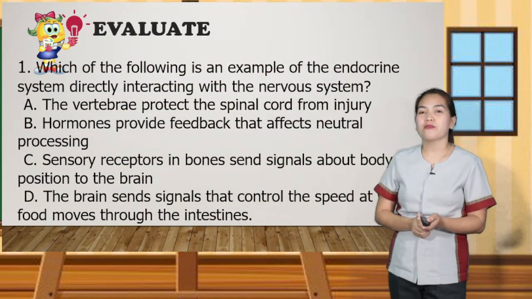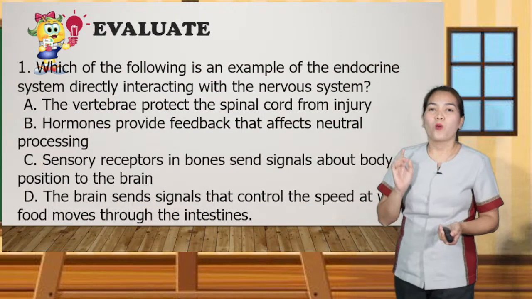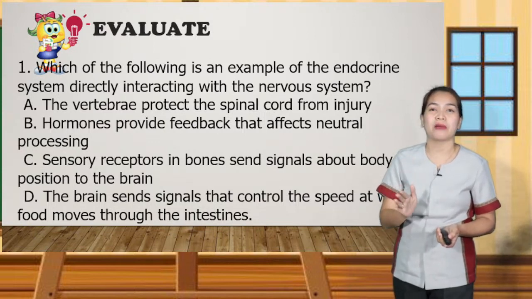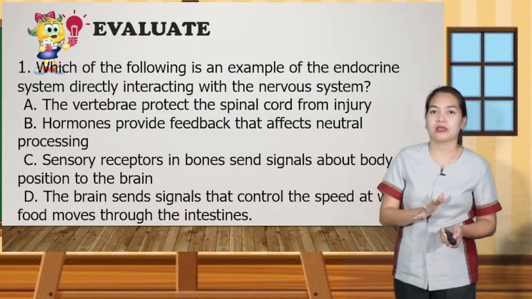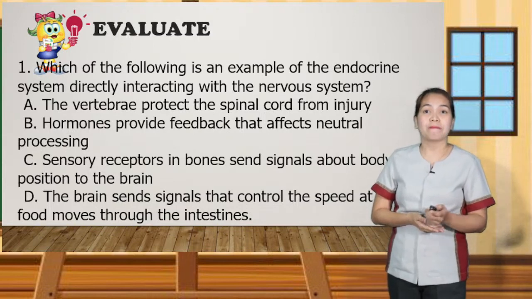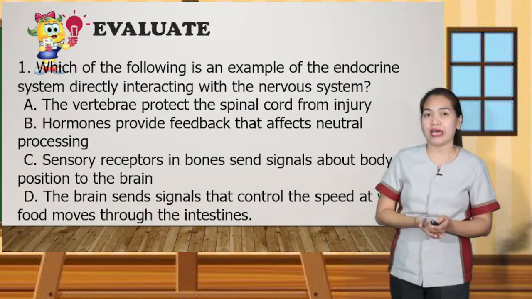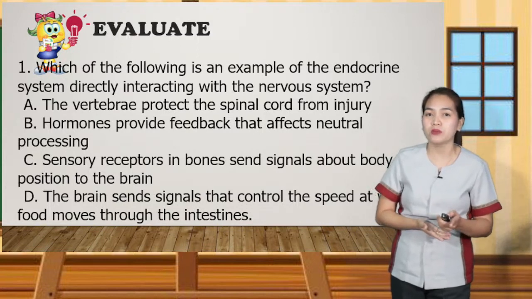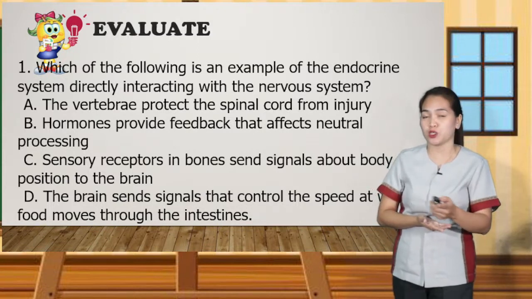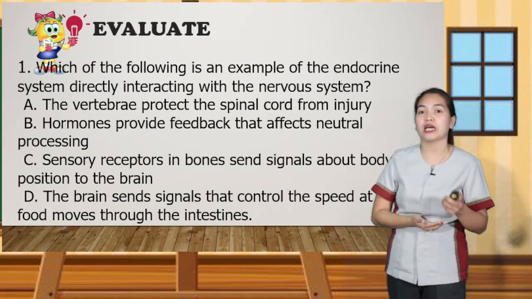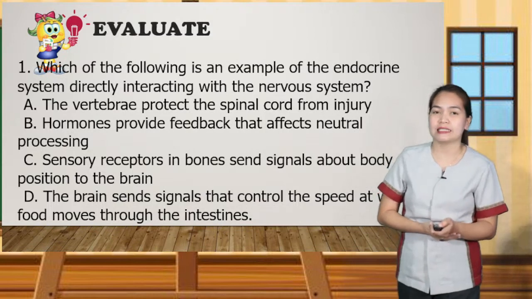Okay, so the first question is, which of the following is an example of the endocrine system directly interacting with the nervous system? A, the vertebrae protect the spinal cord from injury. B, hormones provide feedback that affects neural processing. C, sensory receptors in bones send signals about body position to the brain. Or D, the brain sends signals that control the speed at which food moves through the intestine.